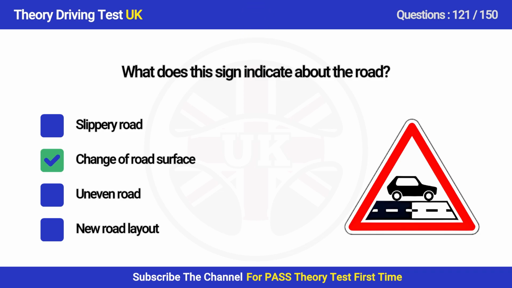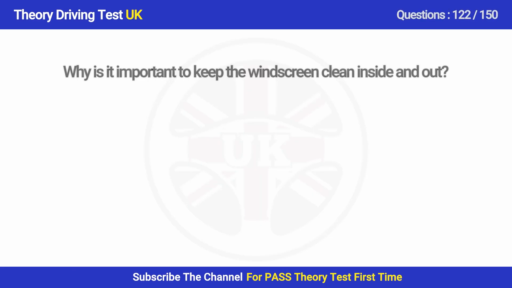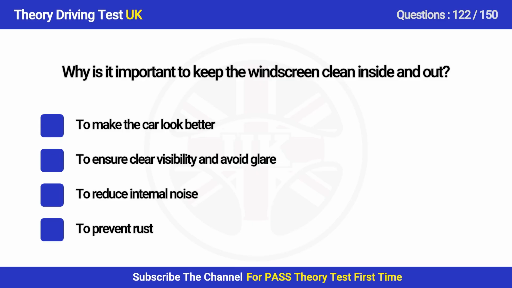Answers is B. Change of road surface. This warning sign indicates a change of road surface ahead. You should be prepared for different grip levels, which may require adjusting your speed and driving style to maintain control, especially in wet conditions. Question 122. Why is it important to keep the windscreen clean inside and out?